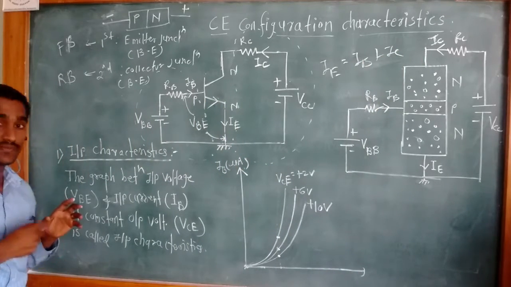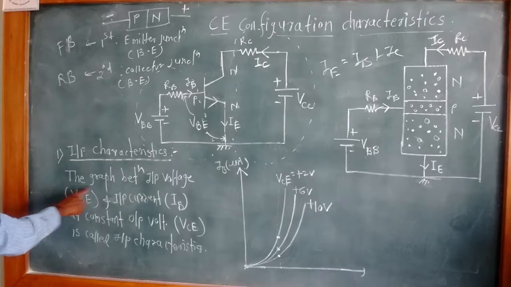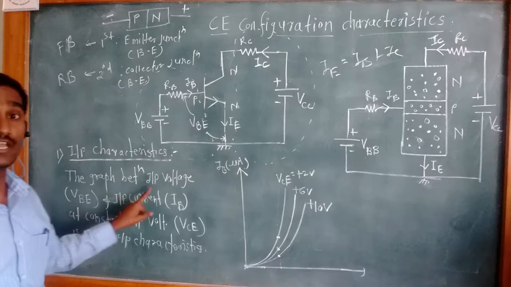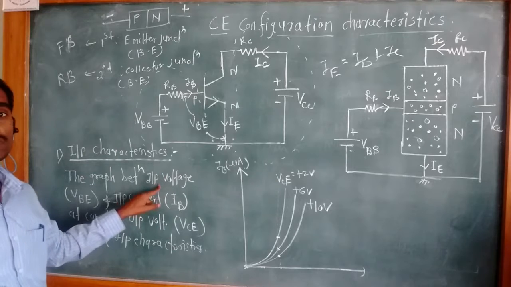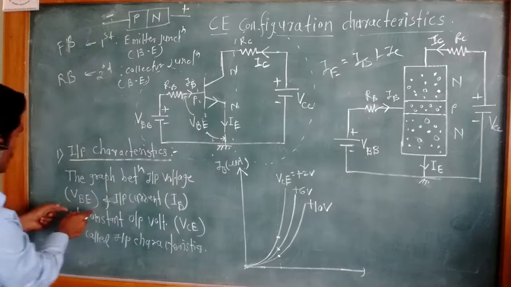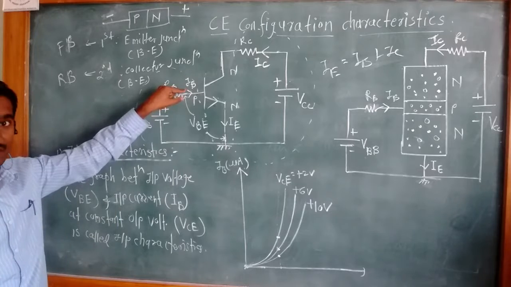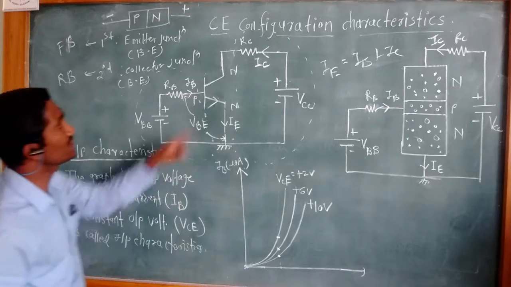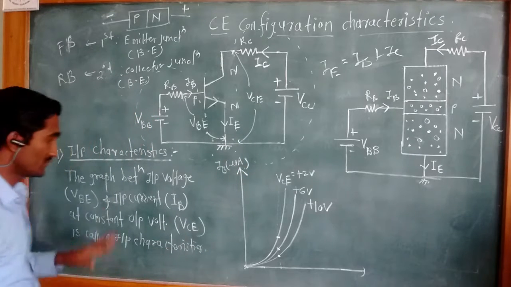Okay, so first let us study the input characteristics. What do we mean by the input characteristics? I have written here the definition of the input characteristics. The input characteristic is nothing but the graph between input voltage, that is the voltage between the base and the emitter, VBE, and input current, which is nothing but the base current, at constant output voltage. What is the output voltage? This VCE is nothing but the output voltage.